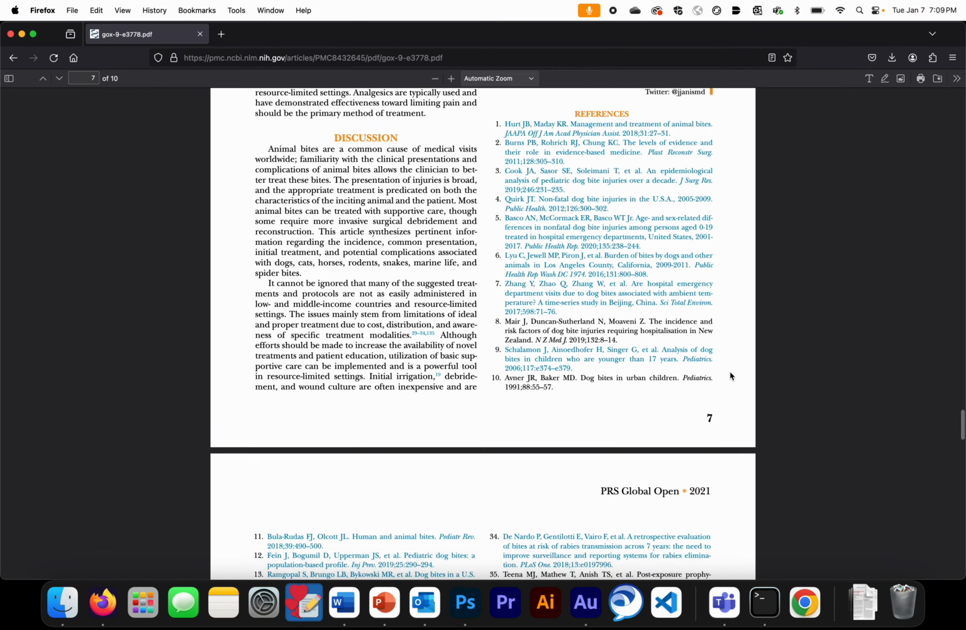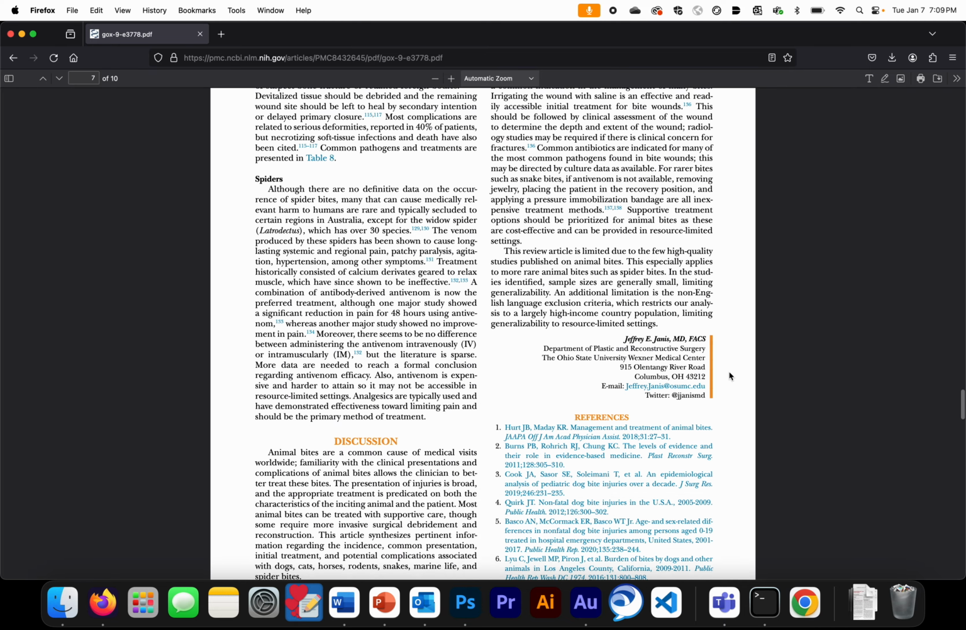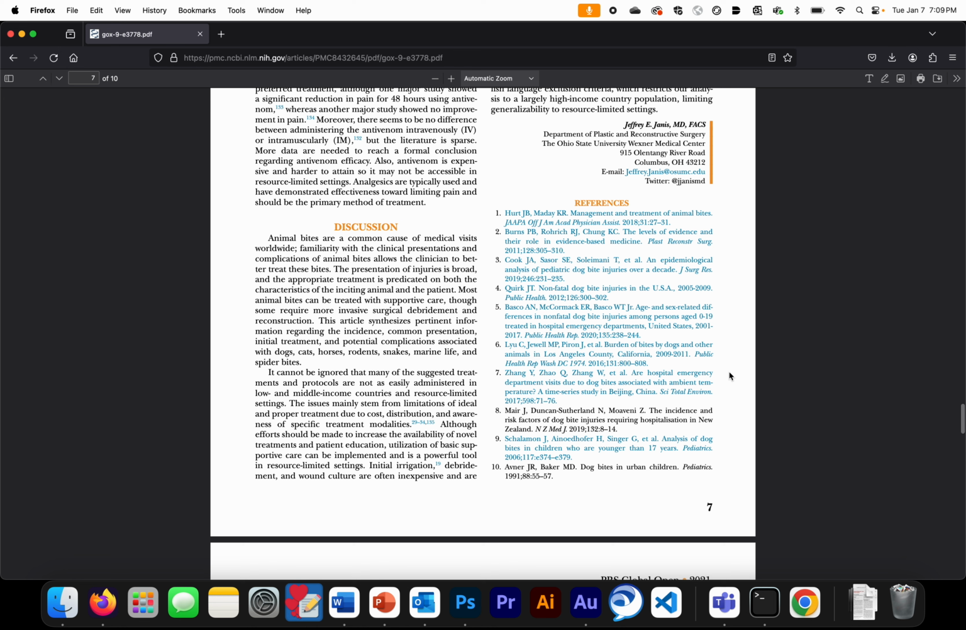I'm going to scroll down because we've got all sorts of stuff on here and all sorts of data, but let's talk about one way to really get into studying this sort of thing. Let's talk about the discussion. This right here is going to be what they want to have as the takeaway from their research. They talk about animal bites being a common cause of medical visits worldwide, yada yada. It cannot be ignored that many of the suggested treatments and protocols are not as easily administered in low and middle income countries and resource limited settings. The issues mainly stem from the limitations of ideal and proper treatment due to cost, distribution, and awareness of specific treatment modalities. Basically, they're saying, depending on how much money the area has, how much development, and how much infrastructure, treatment's going to change radically.